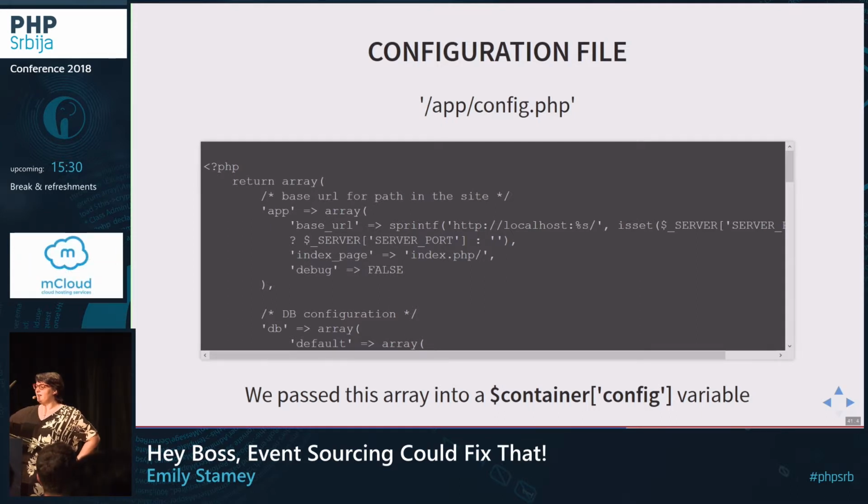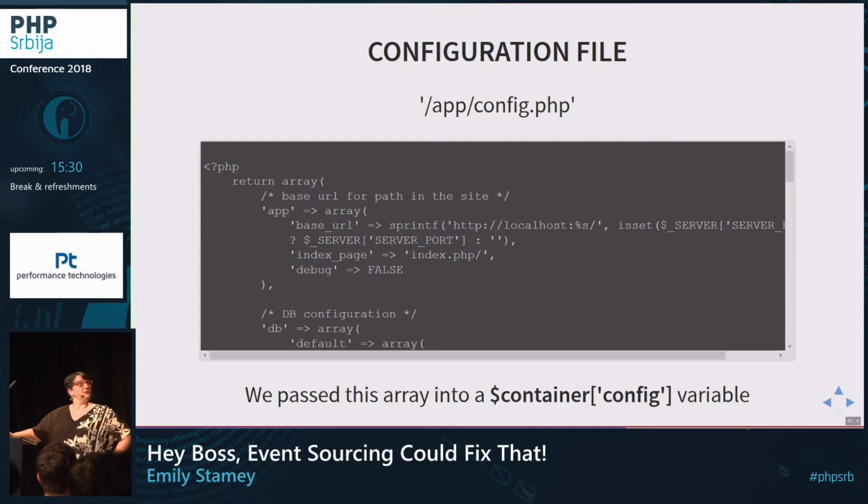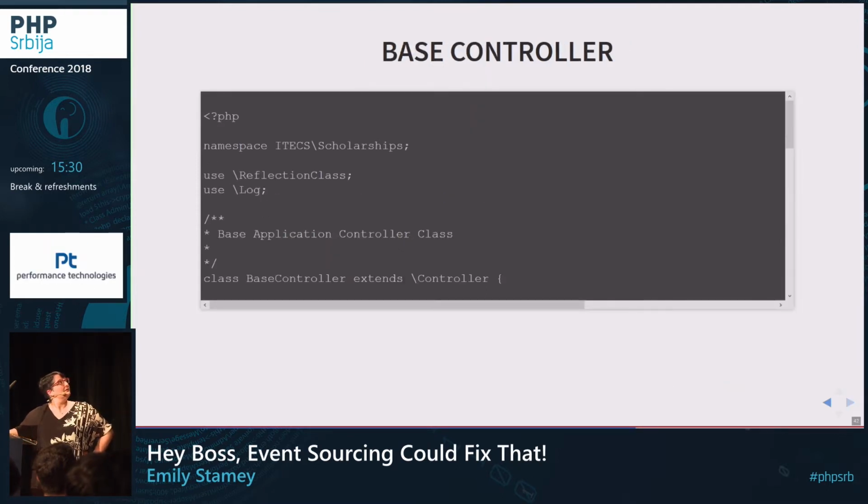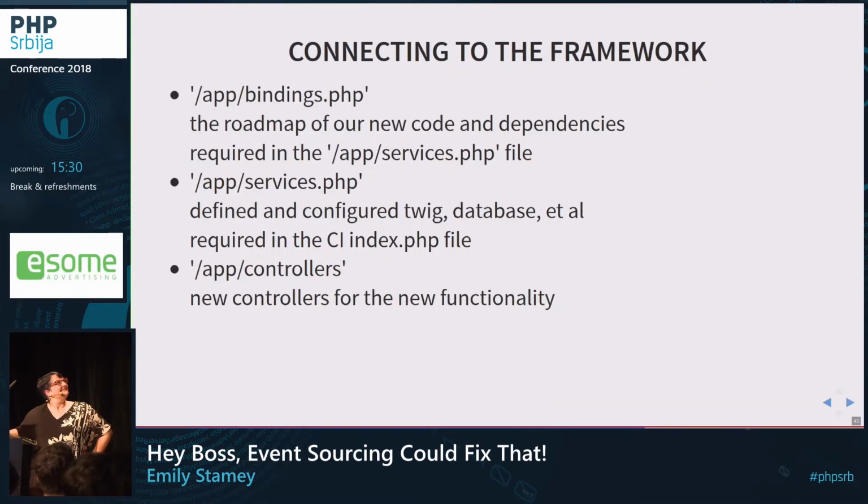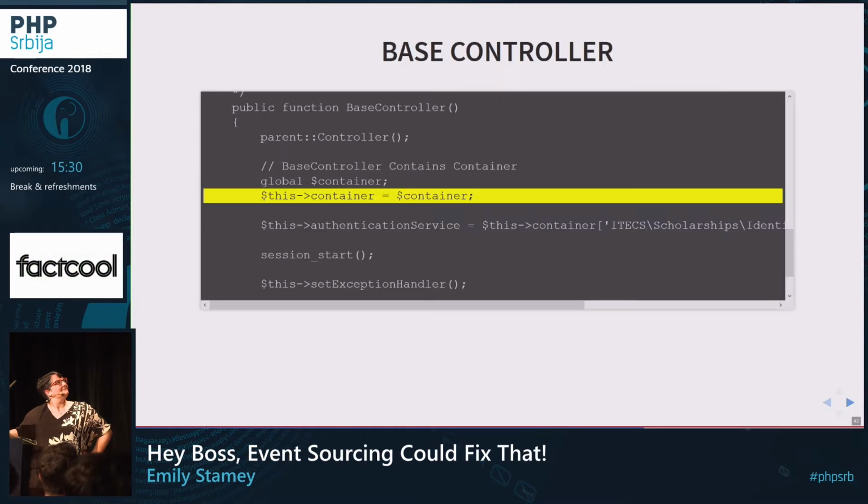So we needed a container to be able to bring in those dependencies. So we had Pimple. We included this container using Pimple, and we identified it. We added it in our services.php file, which was part of CodeIgniter. It was how we brought it in.